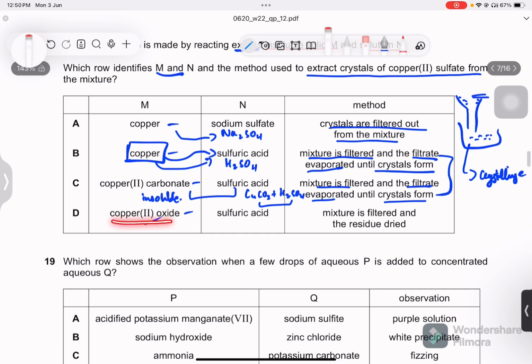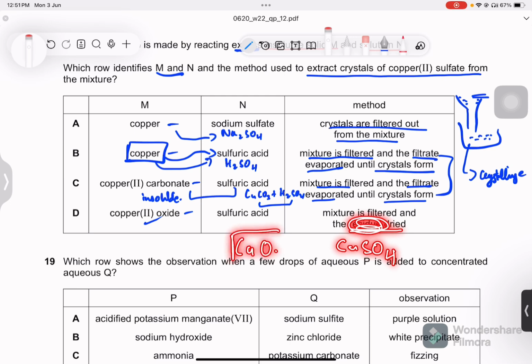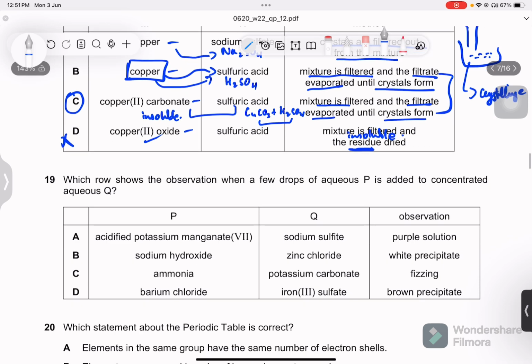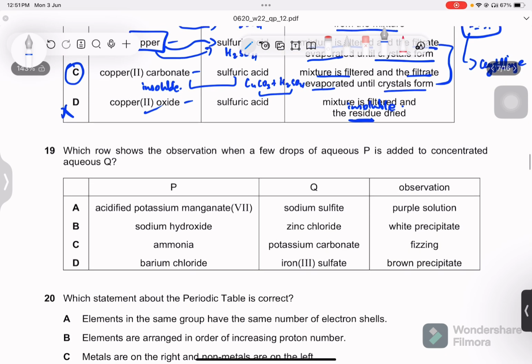So next, copper(II) oxide reacts with sulfuric acid. The mixture is filtered and the residue is dried. No, the residue is not copper(II) sulfate. The residue is copper(II) oxide because the residue is the insoluble substance. So it is not D, definitely. It is C. So this is a pretty tricky question. You can go wrong with this one, but yeah, you have to focus.